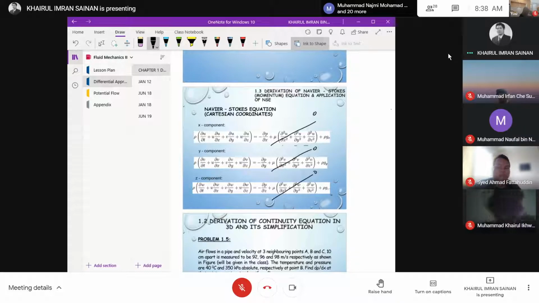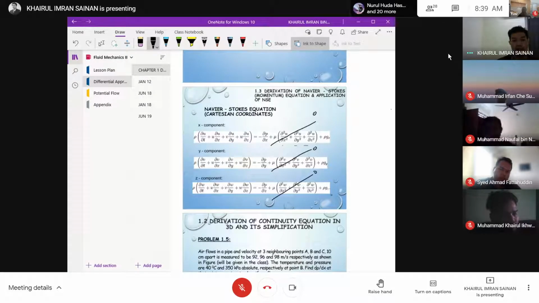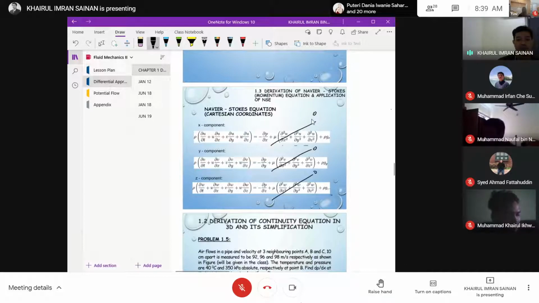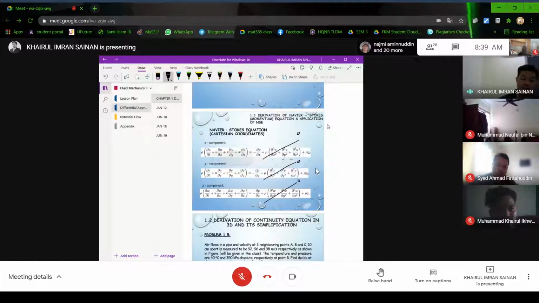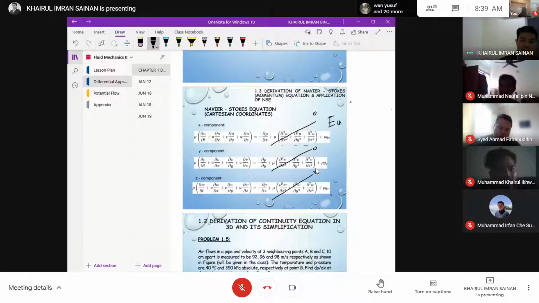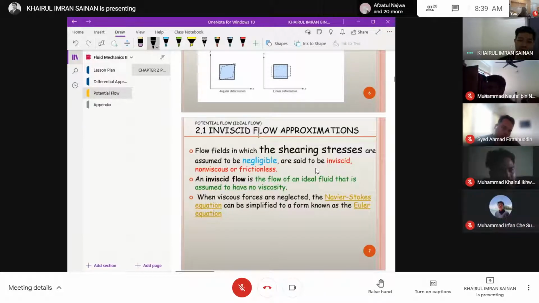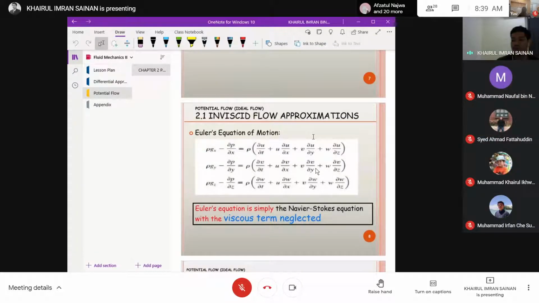That's what happens to the Navier-Stokes equation when we assume an ideal fluid, so there is no viscosity. The terms with mu, everything cancels out. There is a name for this. Now the Navier-Stokes equation becomes what we call the Euler equation. The viscous term is neglected, but everything else remains: the acceleration field, the pressure difference, the gravitational effect.